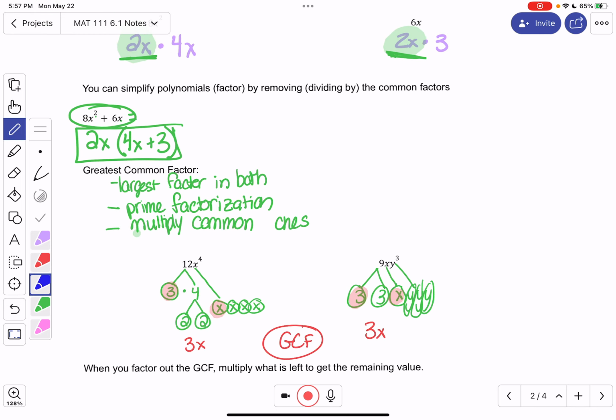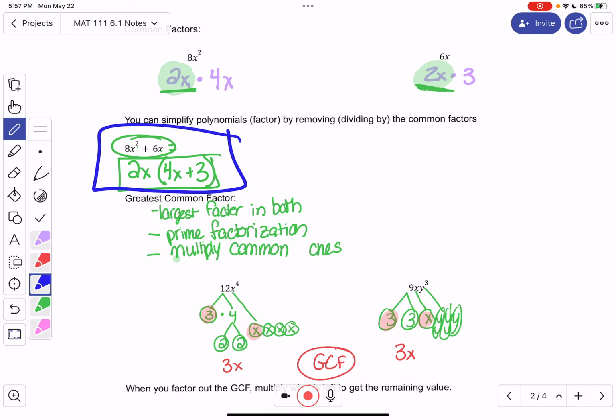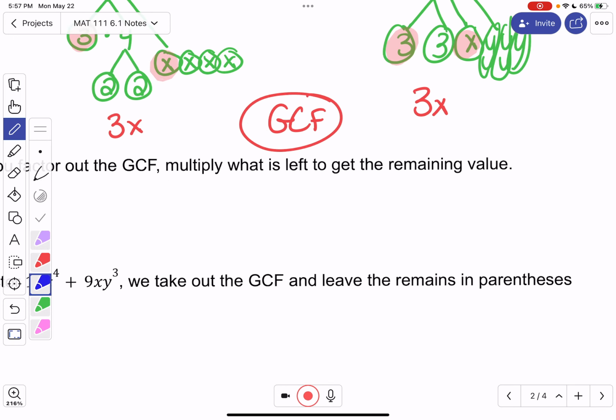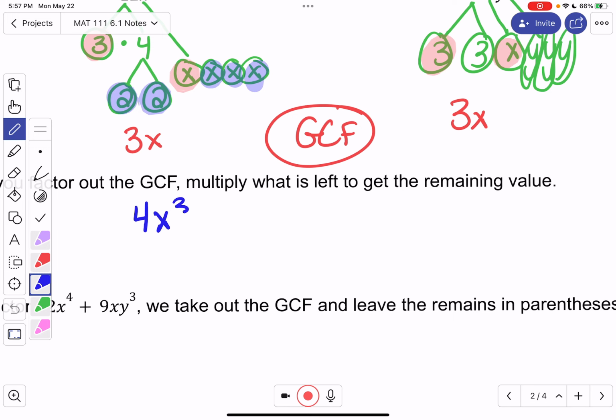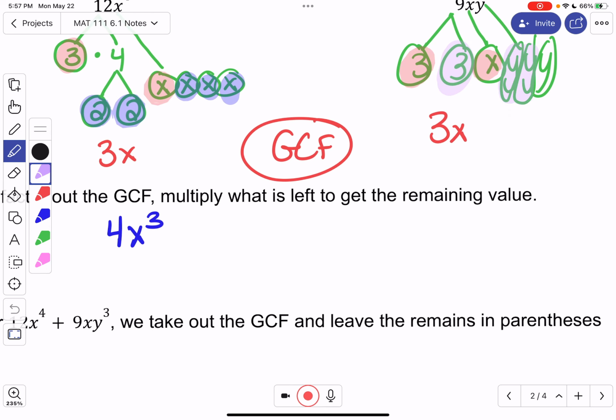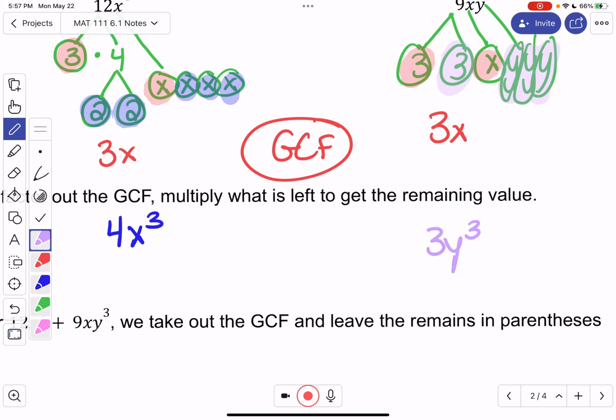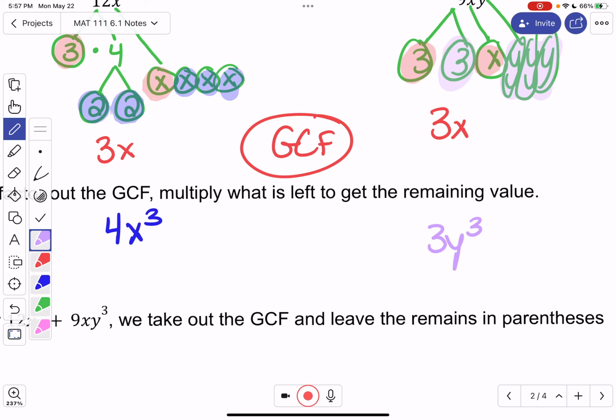Now, if we were going to factor it out like we did up here, we take what's left and multiply that together. So 2 times 2 is 4, and then we have 3 x's. So that would be 4x to the 3rd. This one, we have a 3, and then we have 3y's. So we'd be left with 3y cubed. So the red is our greatest common factor. The blue and the purple is what's left.